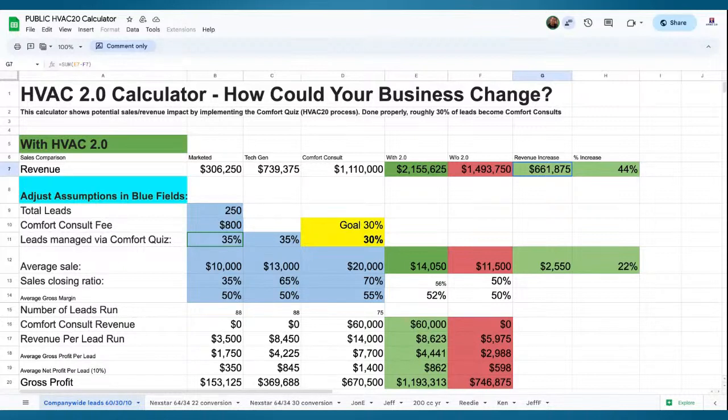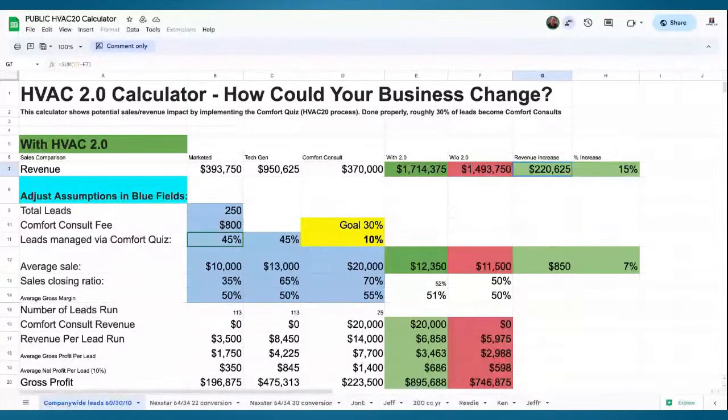Ted, do you want to change the assumptions? Like go back to, for leads, 45, and then it would be 10. Or actually, maybe it's like 49 and 49, like basically no Comfort Consults. So let's back Comfort Consults out of the picture entirely, but then change those average sales to like 13 and 17.